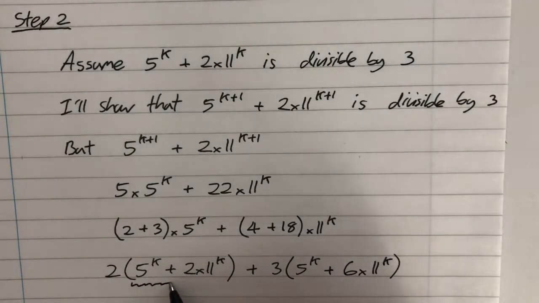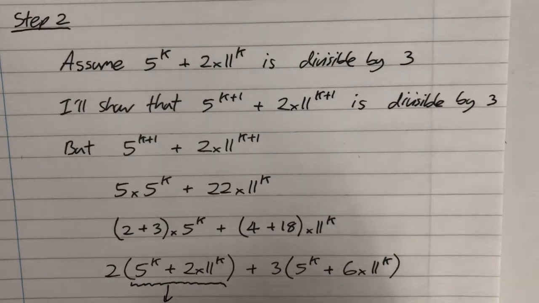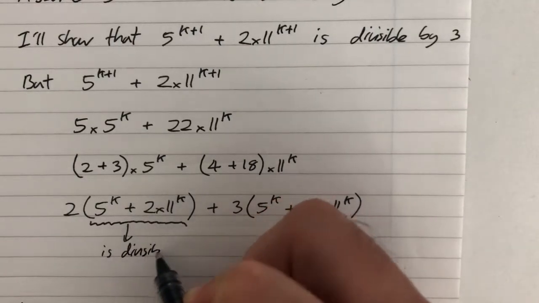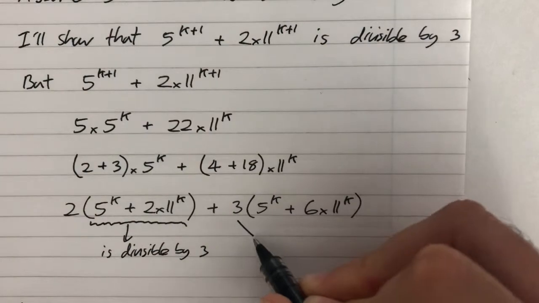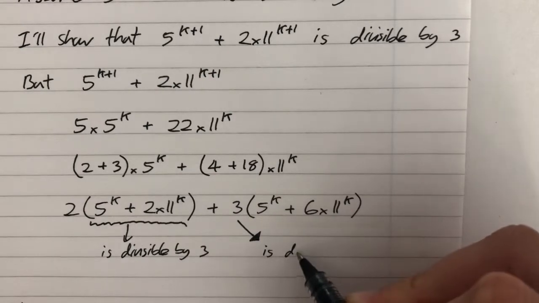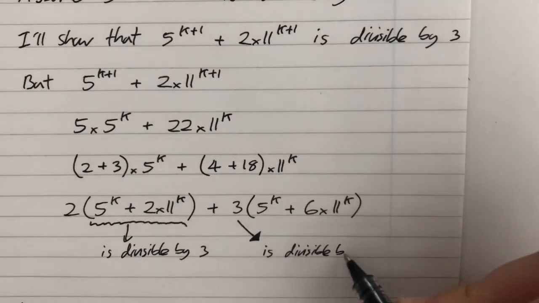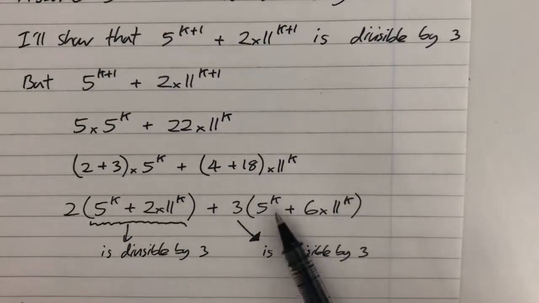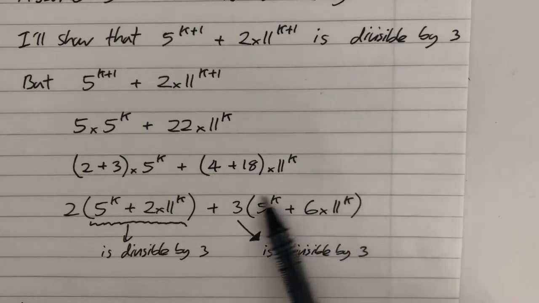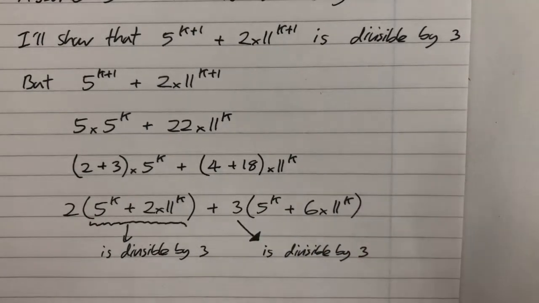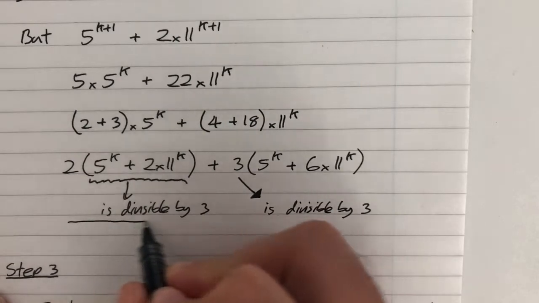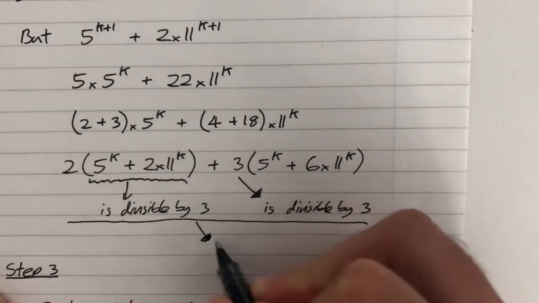Now that, by my assumption, is divisible by 3. So that is divisible by 3. And 3 there is clearly multiplying. So this is divisible by 3. And k is a positive integer, therefore this expression here is a positive integer. Take any positive integer and multiply it by 3, it then must be a multiple of 3. So therefore it's divisible by 3. And because that's divisible by 3 and that's divisible by 3, then this whole thing here must be divisible by 3.